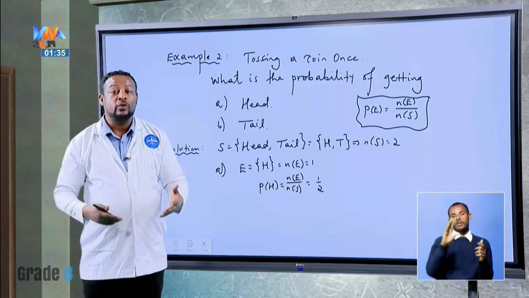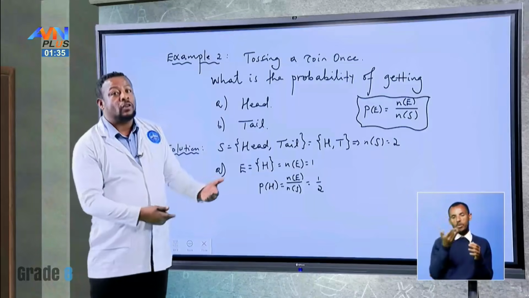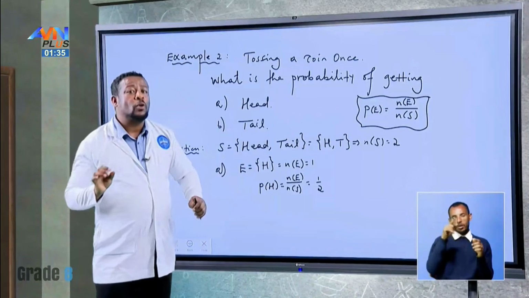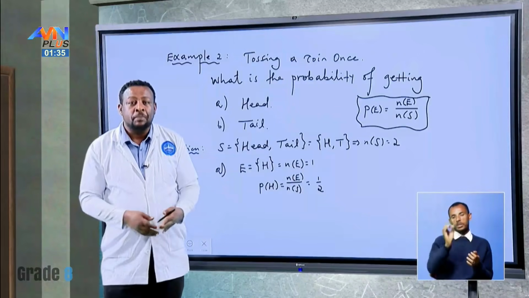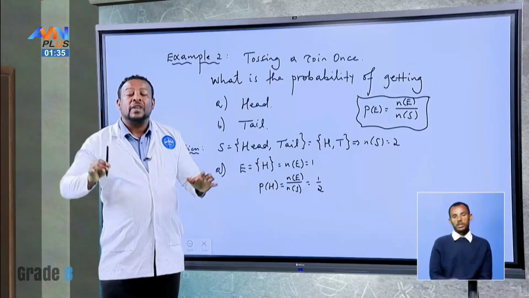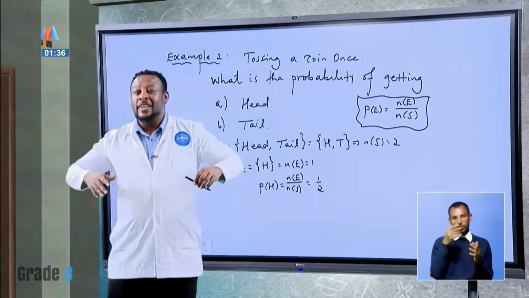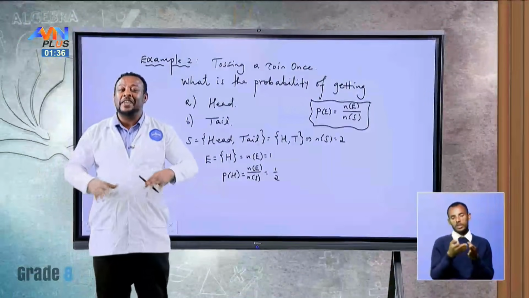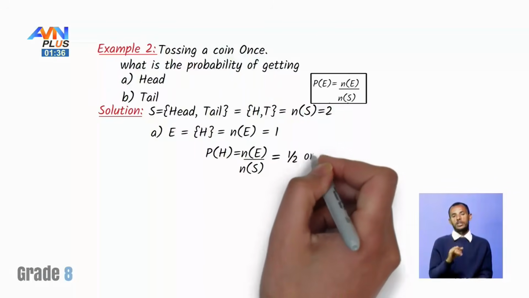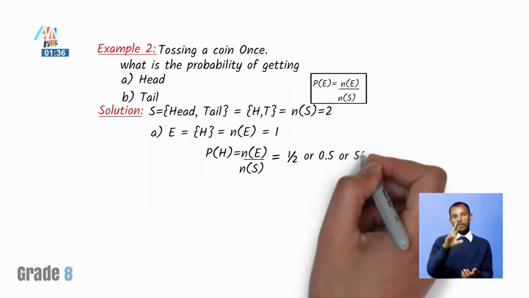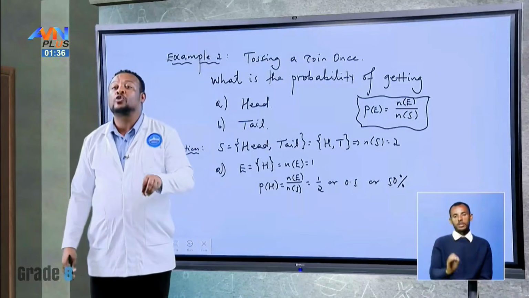There are different ways to answer this. You can write 1/2 as the probability of getting head, or you can make it 0.5, or you can express your answer in terms of percentage. Knowing the different ways of answering probability is very important, because you will be asked to express your answer in different forms. This can be 1/2, or 0.5, or 50%. There is a 50% chance for the head to occur.